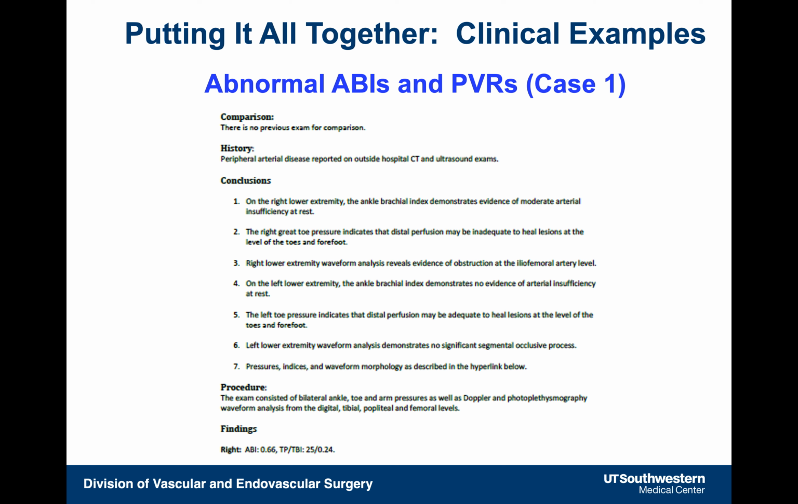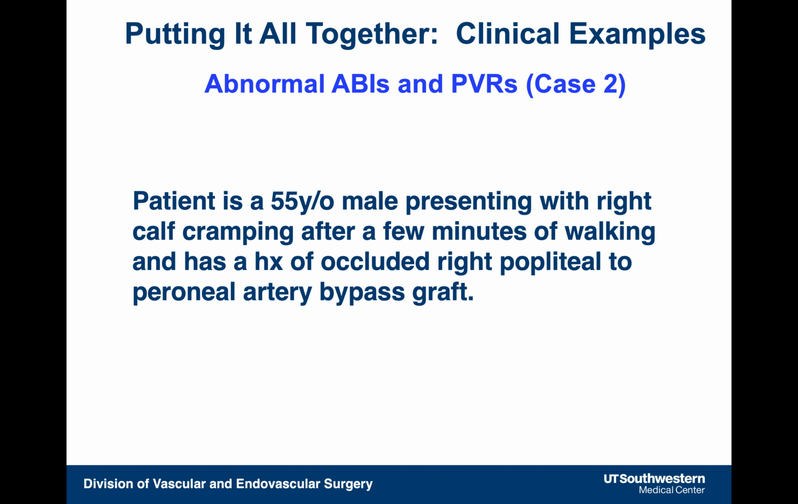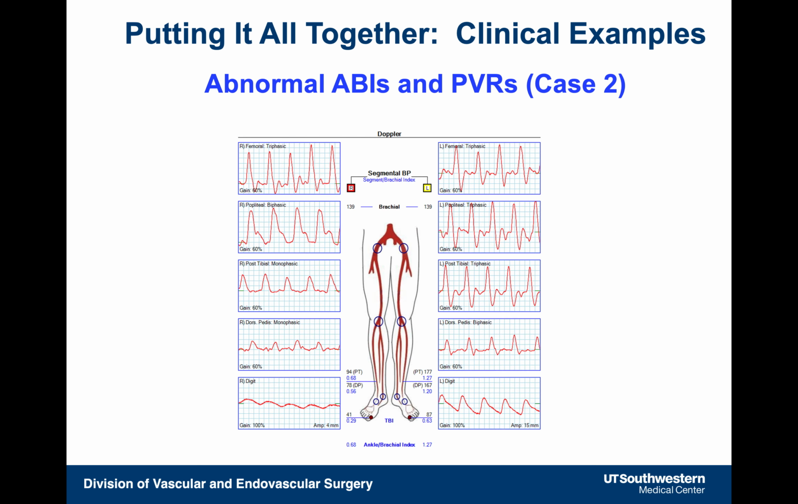Okay, so this is how you'd put together an abnormal exam, putting all of the information together: ABIs, toe pressures, segmental Doppler waveforms, and PVRs. Another example, a patient who's a 55-year-old male presenting with right calf cramping after a few minutes of walking, and they give you this nice little bit of additional information. History of occluded right popliteal to peroneal artery bypass graft. So we expect something abnormal on the right, don't we?